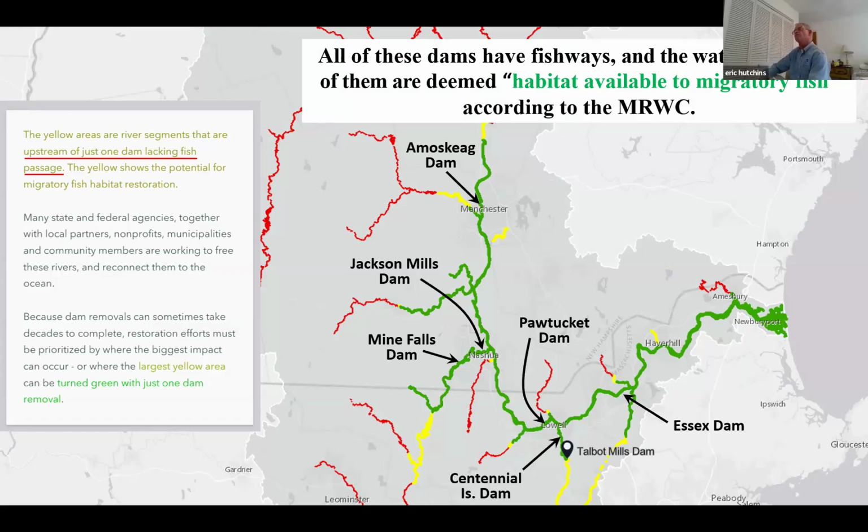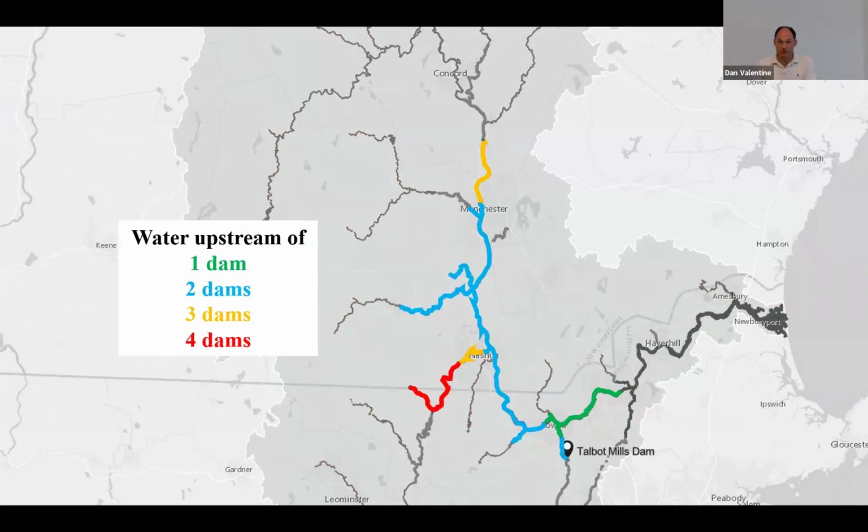Yet the MRWC deems these green areas habitable for migratory fish. So on the one hand, you argue against the effectiveness of the fish ladder, but here you're almost citing the effectiveness, because if you look at the extent of the green area shown here, the vast majority of it is upstream of at least 2 fish ladders, in some cases 4 fish ladders. So I think the idea that having a fish ladder at Talbot Mills is somehow unacceptable, yet it's acceptable at all these other dams, is a little bit disingenuous.